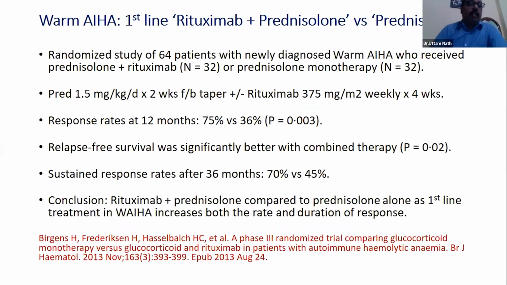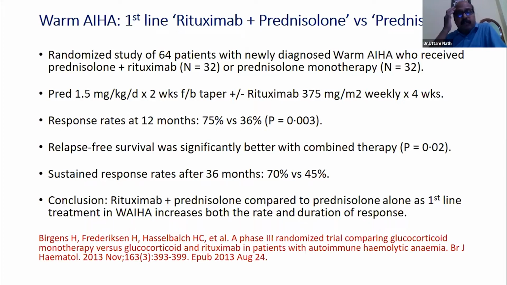Now, regarding the evidence in favor of rituximab plus prednisolone combination versus prednisolone monotherapy, this was a big study from Denmark, a relatively large number of patients, 64 patients, considering its AIHA. So it was a randomized study, rituximab weekly for 4 weeks, and prednisolone 1.5 milligram per kg per day for 2 weeks, followed by slow taper. The response rate at 1 year was 75% with the combination compared to 36%, and it was significant.